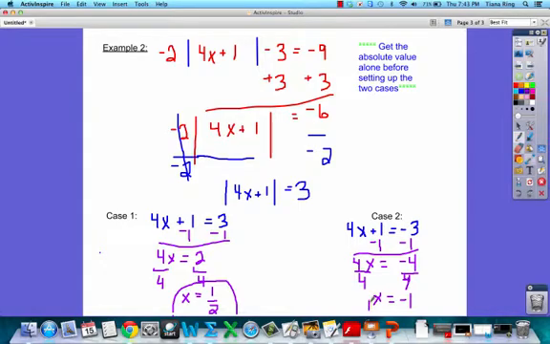Okay, and again, if you want to, you can plug it in. Make sure if you plug it in, you do the inside of the absolute value first. Treat it kind of like parentheses. Whatever you get in here, multiply by the negative 2, subtract 3, and you should get negative 9.